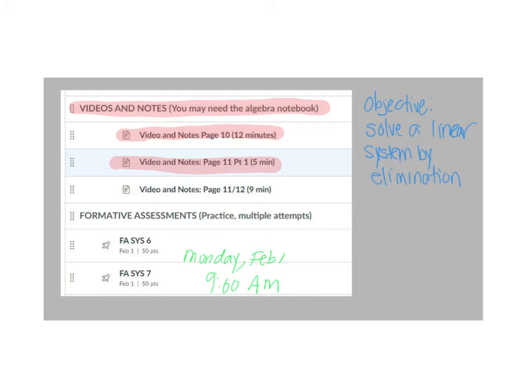And then page 11 and page 12, you're going to look at some application problems. How can you use elimination and systems to solve some word problems?